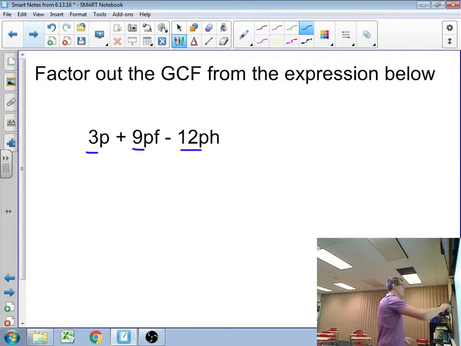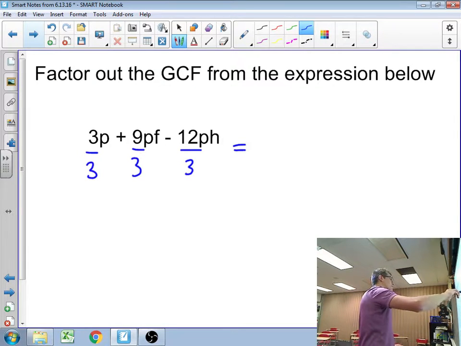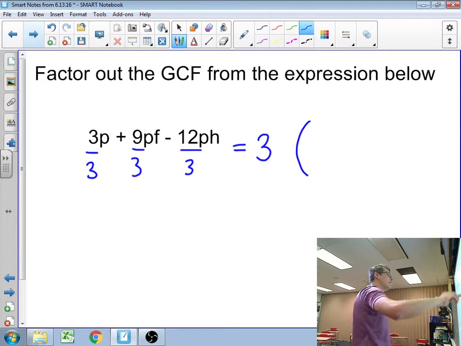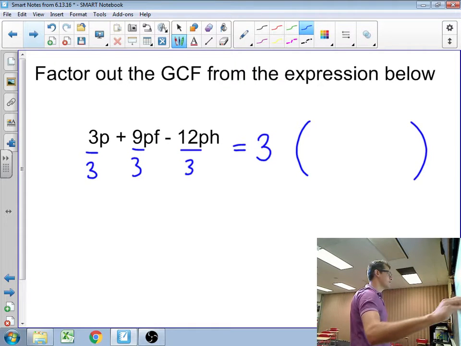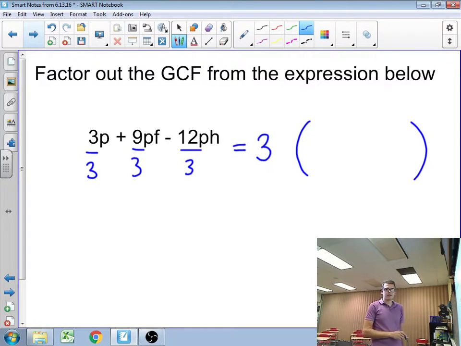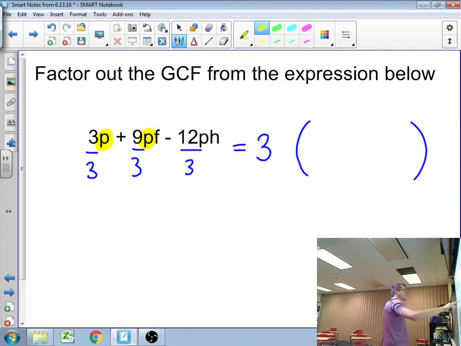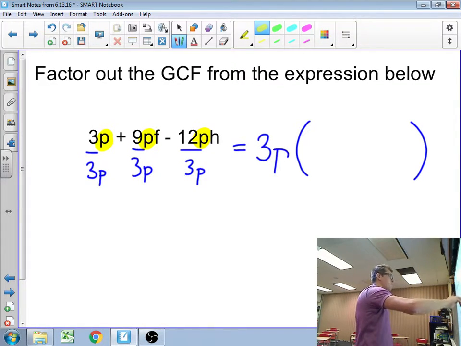So I know that I can divide each of these by 3. So I know that I'm going to go ahead and put a 3 out in front. But there's even more that I can divide out. I then look at my variable values. You've probably already seen this, but I have a p there, a p there, and a p there. So I can factor out all of those, and say really 3p is what's going to get factored out. Then figure out what you have left in your parentheses.